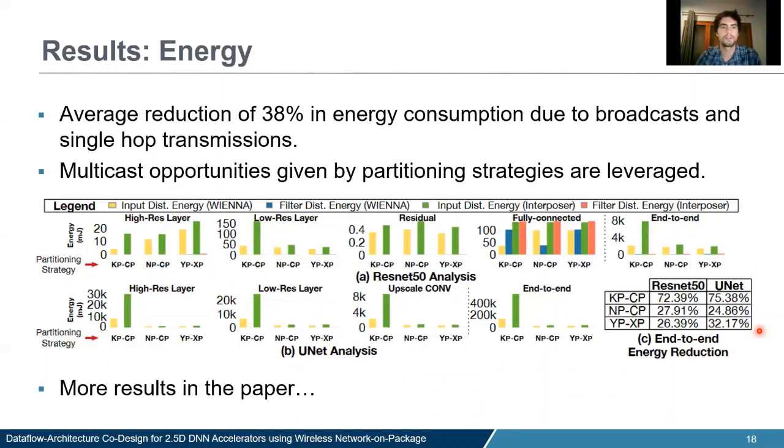So in energy, we observe an average reduction of 38%, and this is mainly due to the broadcasts and single hop transmissions. Moreover, we observe a drastic improvement in energy when the multicasting opportunities appear, and this is for specific data flows and DNN models. But for instance, here, filter partitioning allows us to broadcast the inputs. So in layers in which the inputs are very large, this is a very large energy reduction. And more results can be seen in the paper.